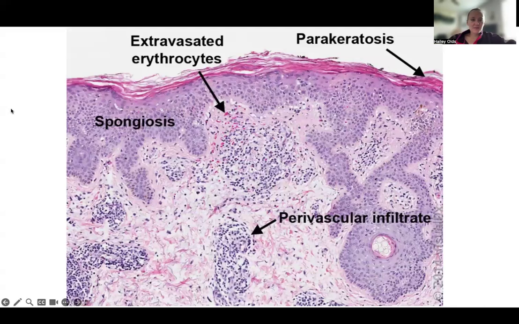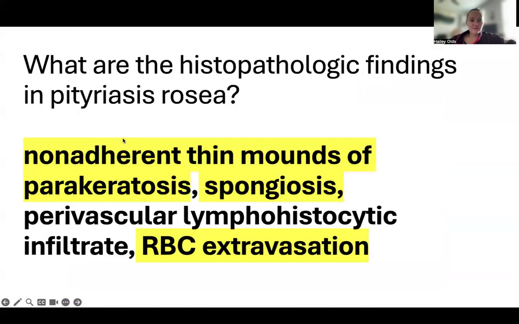So here we have a little picture from Visual DX. So you have parakeratosis here, you have your red blood cells. This is a good place where you can see the spongiosis. You see those spaces between the keratinocytes, and you see the perivascular inflammation. This can sometimes be confused with guttate psoriasis, but that has more mounded parakeratosis and is thicker, more adherent. It's adherent versus in PR, it's not adherent.